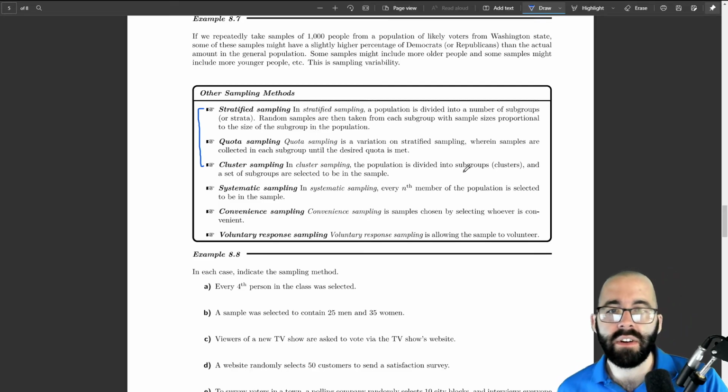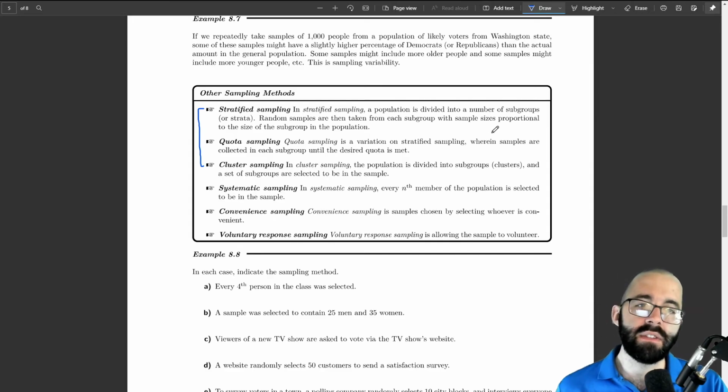Quota sampling is a variation on stratified sampling. It's very similar, wherein samples are collected in each subgroup until the desired quota is met. So maybe there's a certain number of Republicans or Democrats that we want to sample.